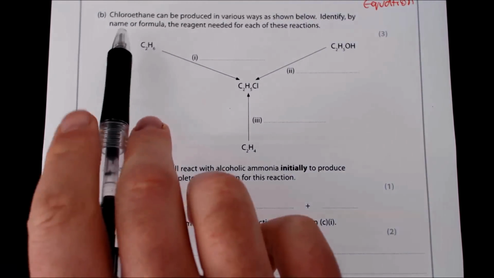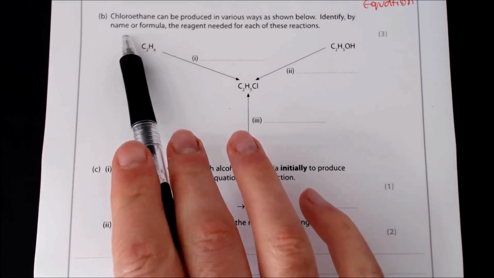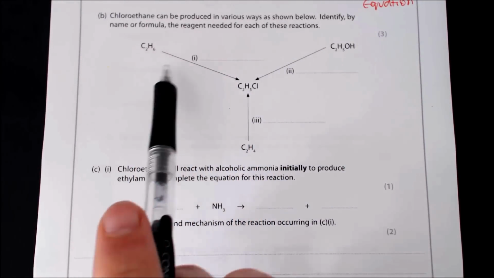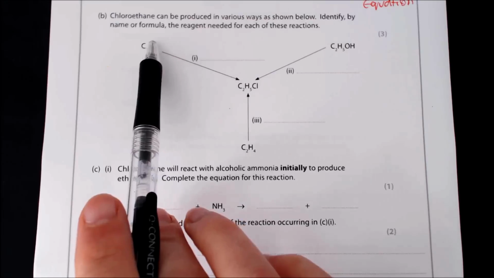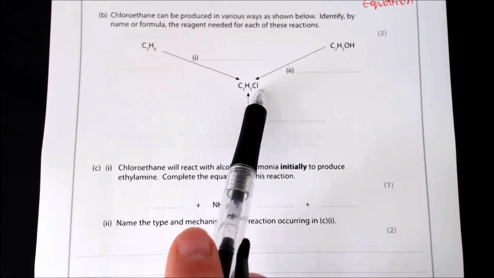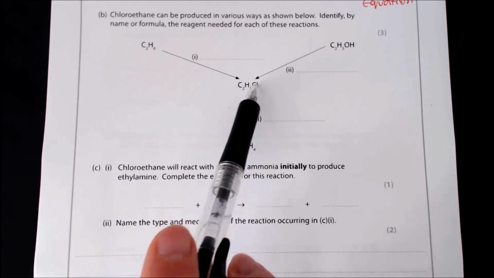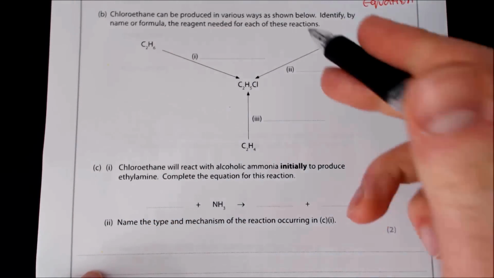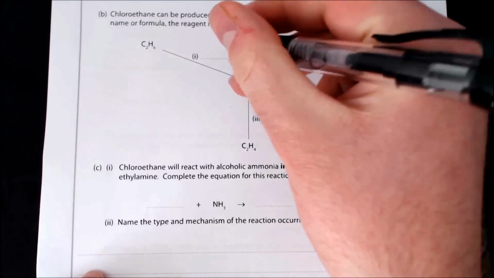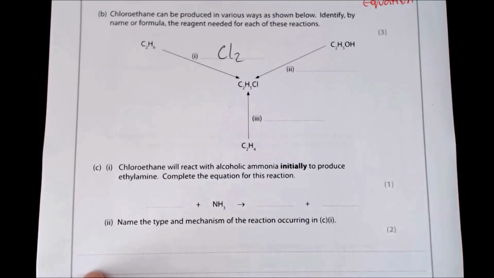Okay, so it says chloroethane can be produced in various ways as shown below. Identify by name or formula the reagent needed for each of these reactions. Right, so we're going from C2H6 to C2H5Cl. So when we're doing a monosubstitution of chlorine, we're replacing the hydrogen with the chlorine. That's what's happening here. The reagent we use for this is chlorine, Cl2.